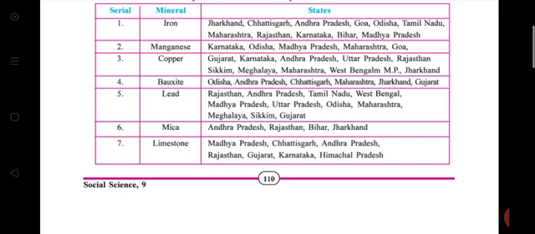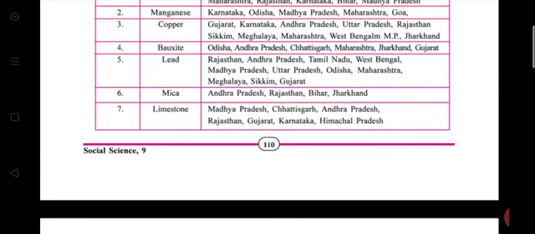Then copper, Gujarat, Karnataka, Andhra Pradesh, Uttar Pradesh, Rajasthan, Sikkim, Meghalaya, Maharashtra, West Bengal, MP and Jharkhand. Then bauxite, Odisha, Andhra Pradesh, Chhattisgarh, Maharashtra, Jharkhand and Gujarat. See students, this table we covered in map, but still you have to learn this table.